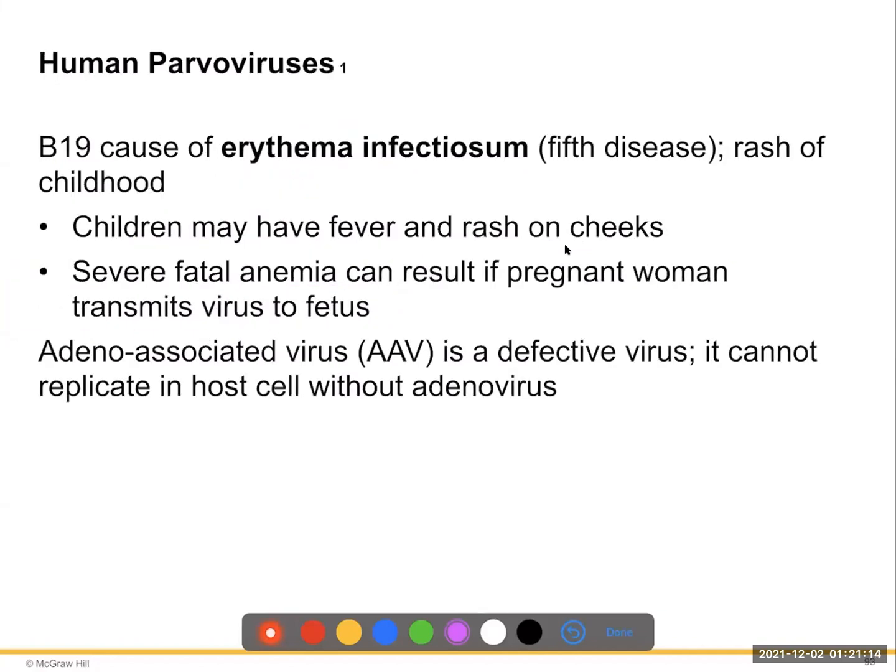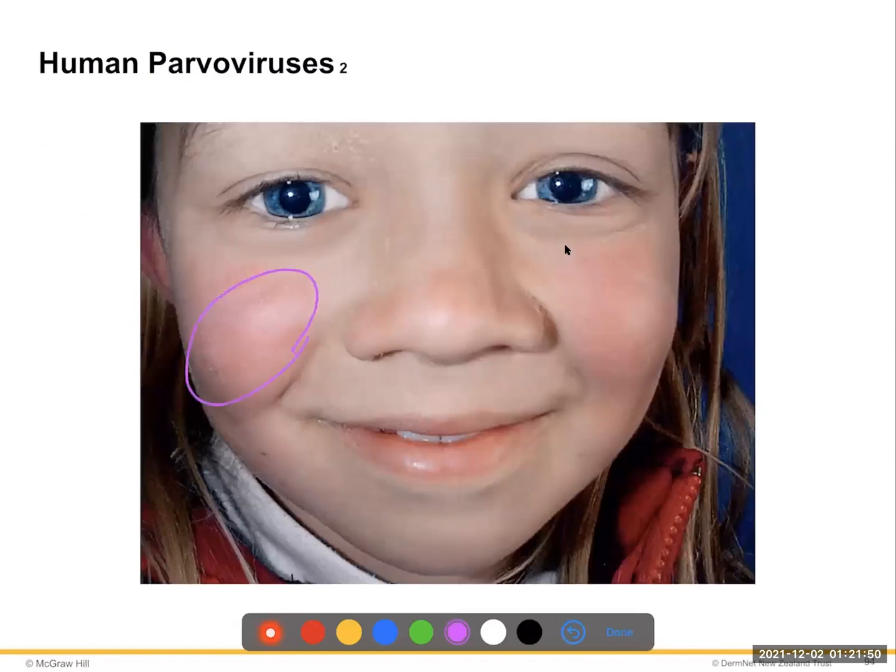The human parvovirus is B19, causes erythema infectiosum. Sounds like a Harry Potter spell, right? Erythema infectiosum. It's the 5th disease. It's a rash of childhood. Children may have fever and rash on their cheeks. This is B19. Severe fatal anemia can result if pregnant women transmit the virus to the fetus, can damage red blood cells. Adeno-associated viruses, the defective virus, cannot replicate in the host cell without the adenovirus being present. And you can see the roseola, the redness of the cheeks.